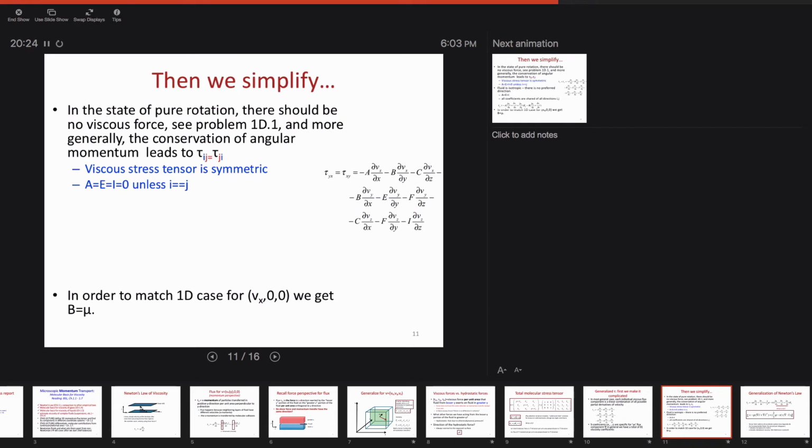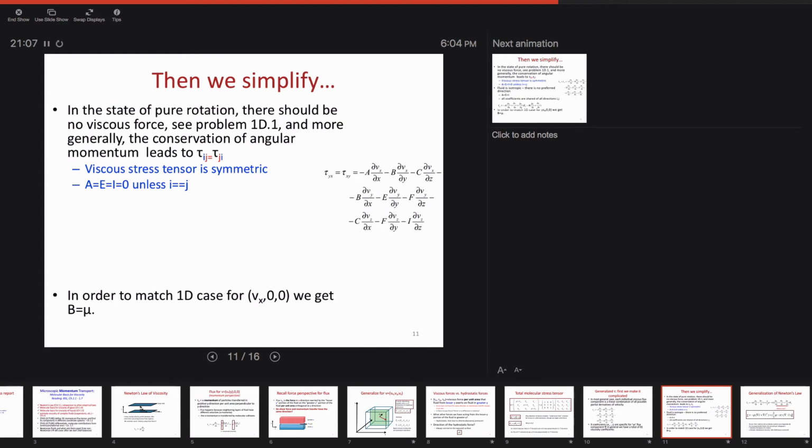We're not going to go through the details, this is in fluid dynamics books, but just to give you some idea. In the state of pure rotation, which is basically the solid case that we just mentioned, there should be no viscous force. You can see problem 1D1 in your textbook if you are interested. More generally, you also have to conserve angular momentum, which we're not going to talk too much about in this portion of the course. And you can find that that leads to symmetry. So tau ij has to be equal to tau ji.